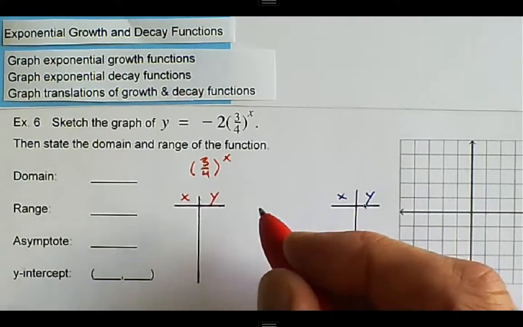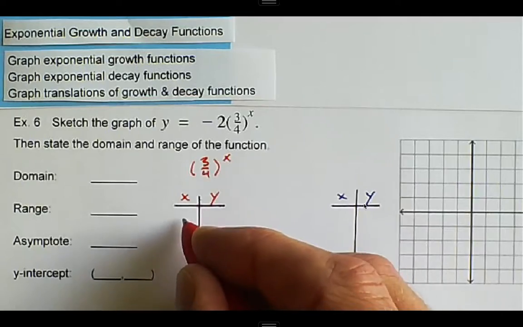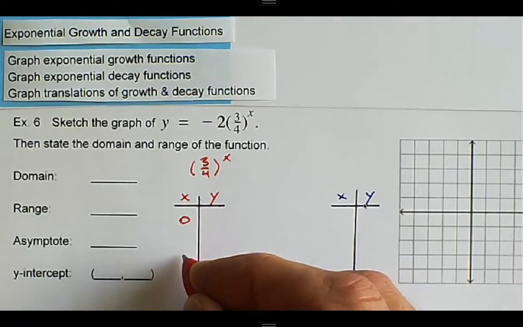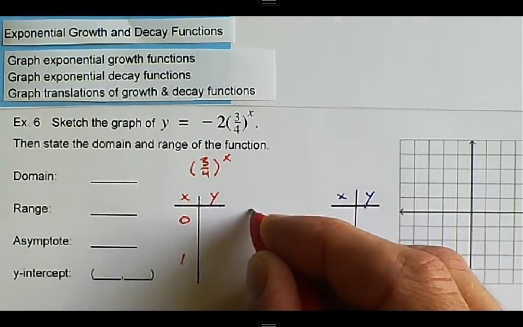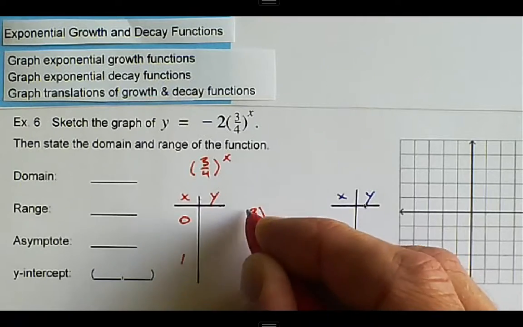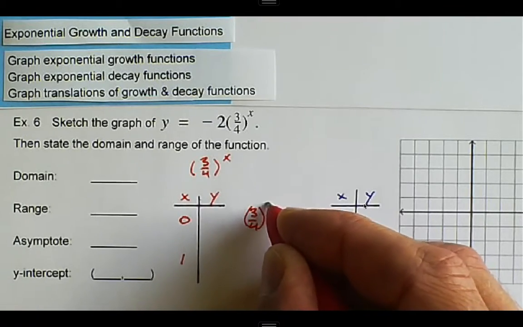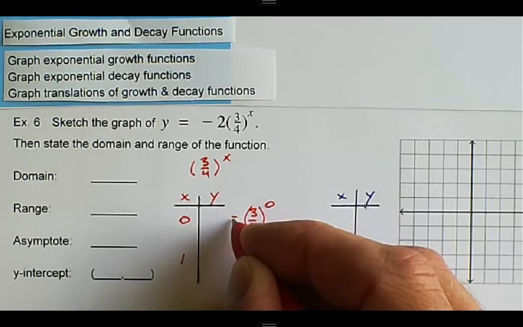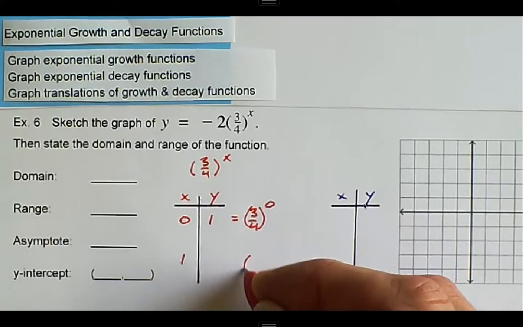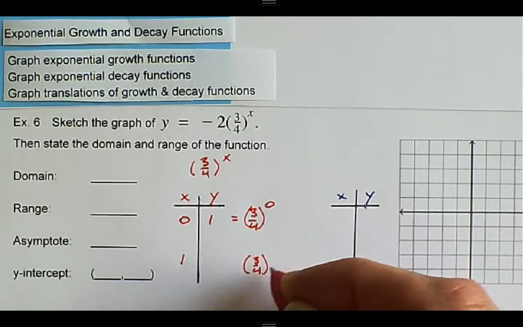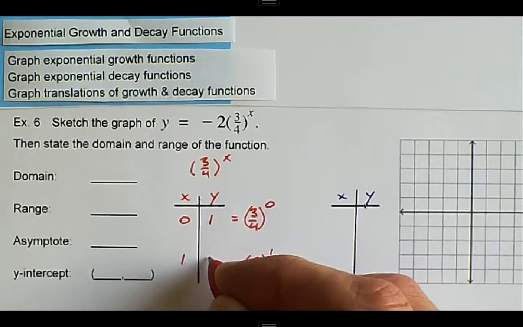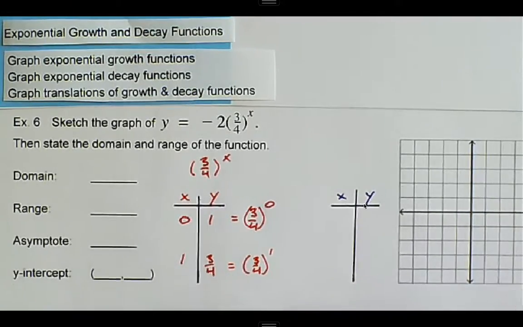So we're just going to plug in values for that. Again, great numbers to pick are 1 and 0. So 3/4 raised to the 0 power is going to be equal to 1. And 3/4 raised to the 1 power is going to be equal to 3/4.